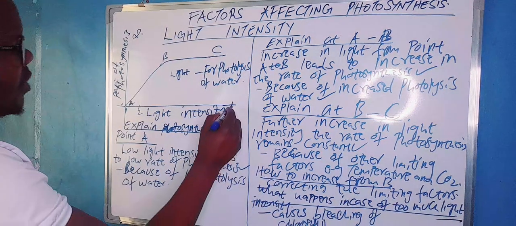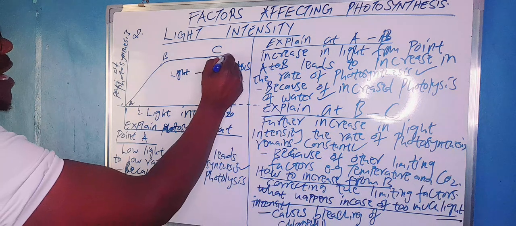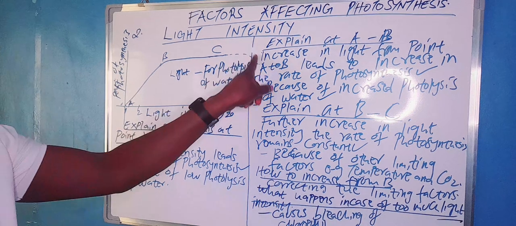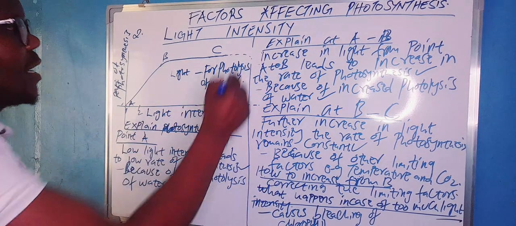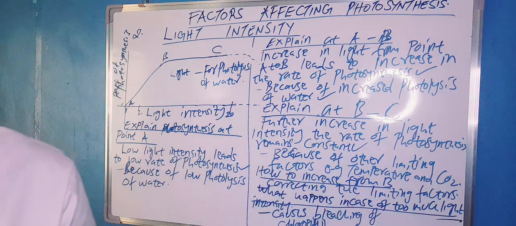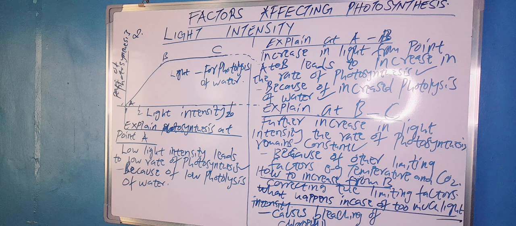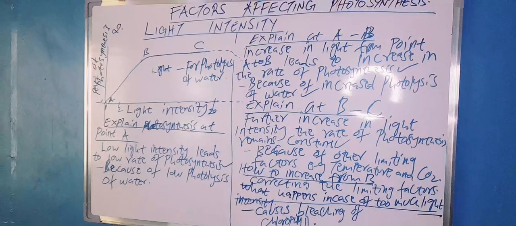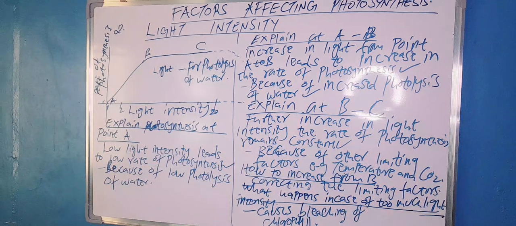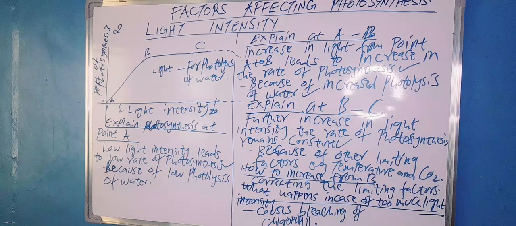And if you are told to predict at the other units, it will start to decrease in case the light is too much. When you're told, you extrapolate. The rate will start to decrease. That is it, and that is the end of our discussion for light intensity. Our next slide will be for the carbon dioxide concentration.